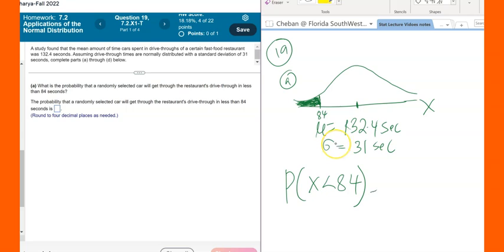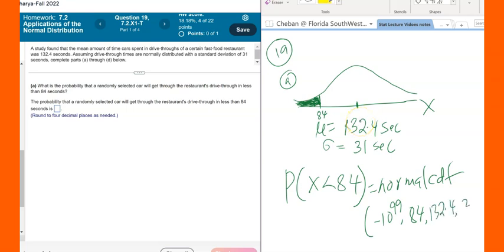Therefore, here you're using normal CDF. Lower bound is negative 10^99. Remember that there is no lower bound for this area. Because the area is on the left, you put negative 10^99, comma, upper bound is 84, comma, mean is 132.4, comma, standard deviation is 31. Put that in the calculator. Let's see. I'll put it in and come back.